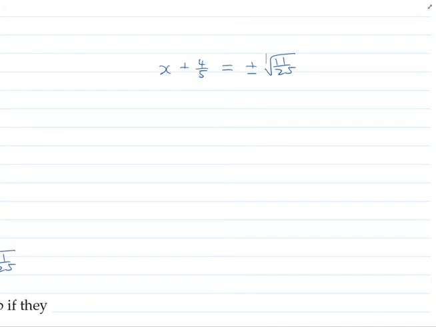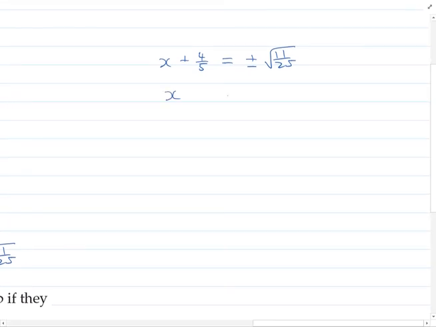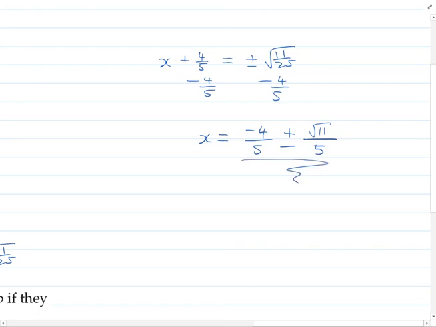Great. And so we're going to have x equals, well, our next step is going to be minusing 4 over 5 from both sides. And so we're going to have x equals negative 4 over 5 plus or minus the square root of 11 over the square root of 25, which is just 5, and that's our answer. We could write it as negative 4 plus or minus the square root of 11 all over 5 as well. That would be an equivalent answer too.